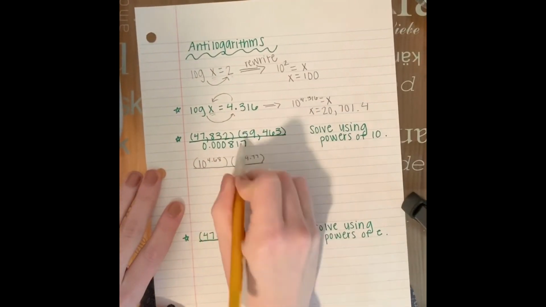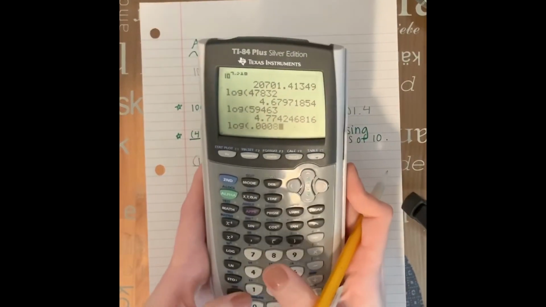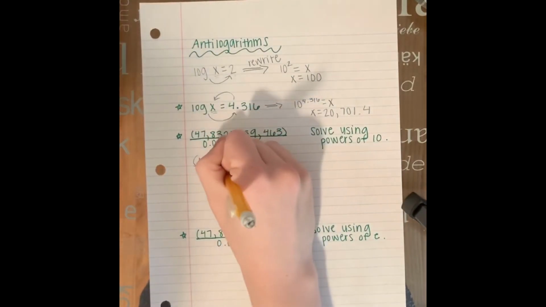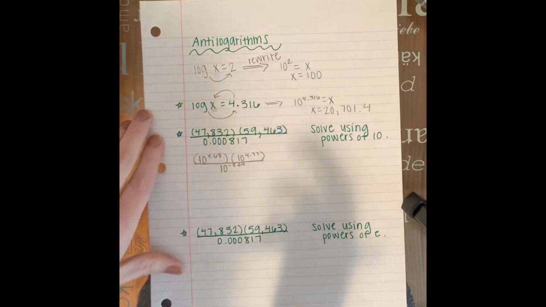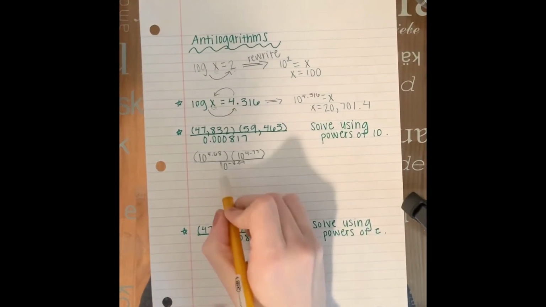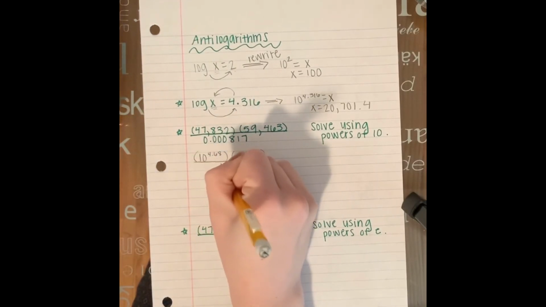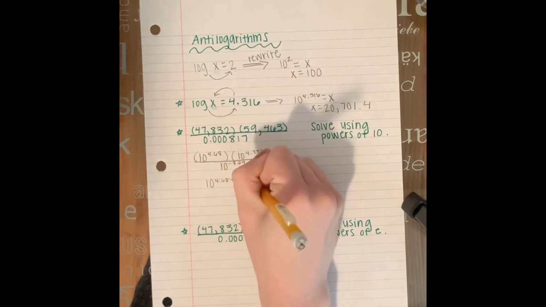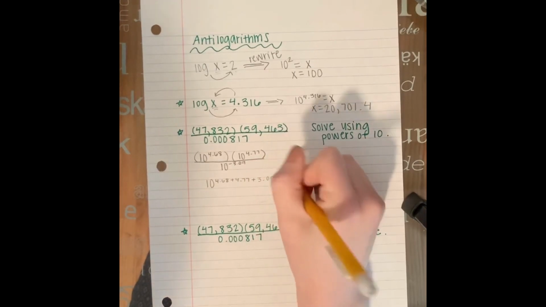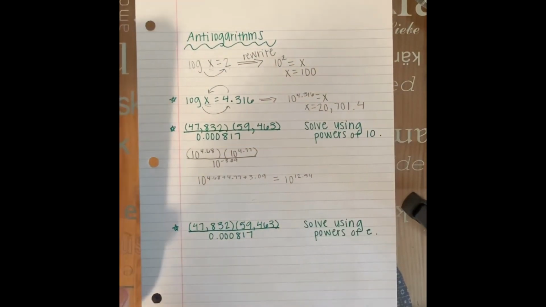And then I can put that over and do the same thing here. Log of 0.000817 would be negative 3.09. So this would be 10 to the negative 3.09. Here's why this helps, and it's not exact because we did round the exponents, but now I can just add these exponents and subtract that one. So this would be 10 to the 4.68 plus 4.77, and then minus negative 3.09, so plus 3.09, and I should get 10 to the 12.54, which I then can just type into my calculator.